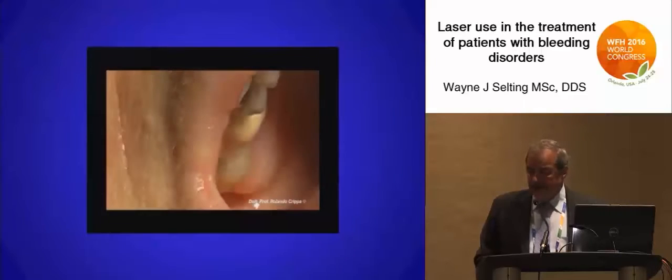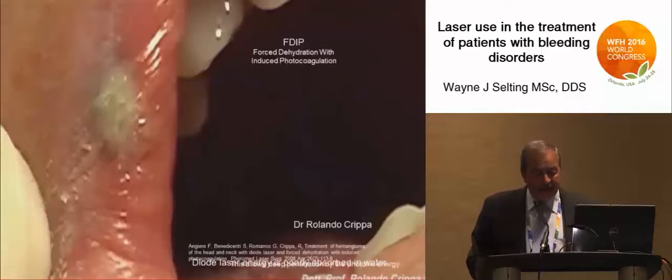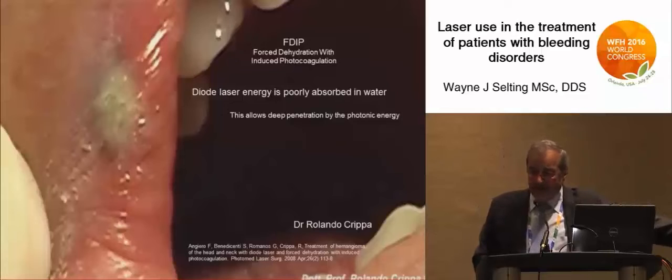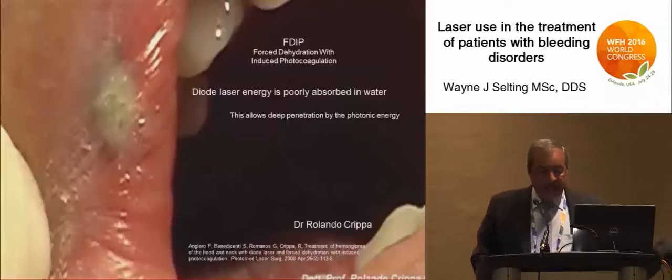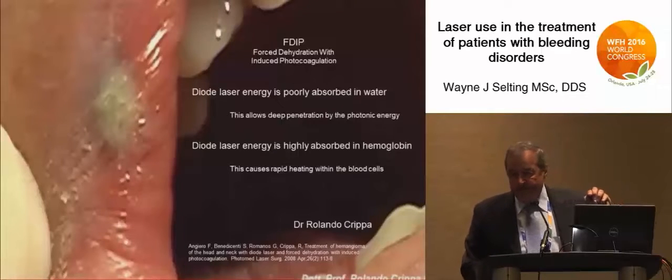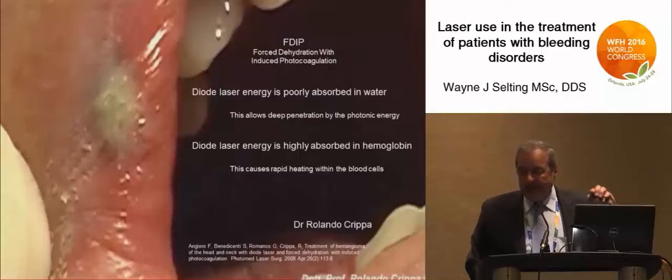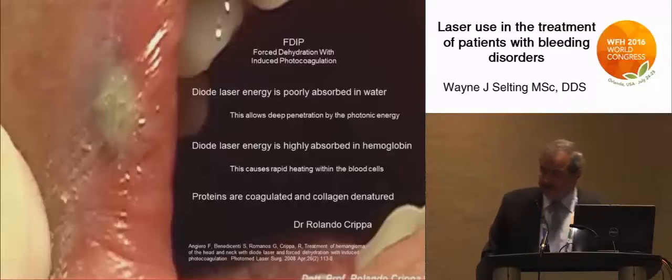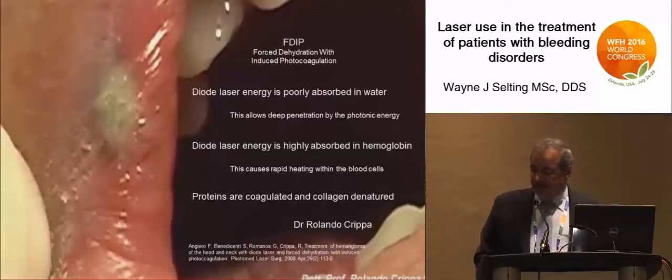That's just amazing. It happens because the diode energy is poorly absorbed in water, so it penetrates all the way down to where the blood vessels are. It's highly absorbed in the hemoglobin, so then it's absorbed by the hemoglobin, heats up the cells, causes the collagen to be denatured, to shrink, and close the lumen, and that's it. Rolando Crippa from Milan. Fantastic.